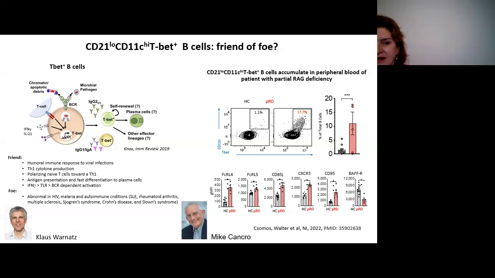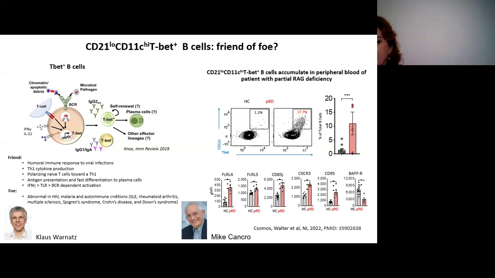They can polarize to Th1. With Th1, they are very sensitive to interferon gamma, also sensitive to TLRs, and the least sensitive to the BCR, like the antigen presence. And when the infection is over, they retract back to the spleen and they become a very small population. So in normal circumstances, they just come out in waves whenever there is an infection.